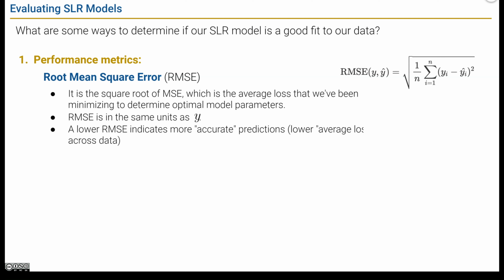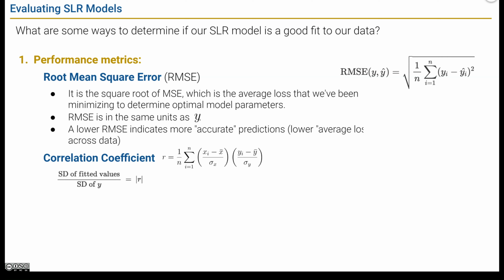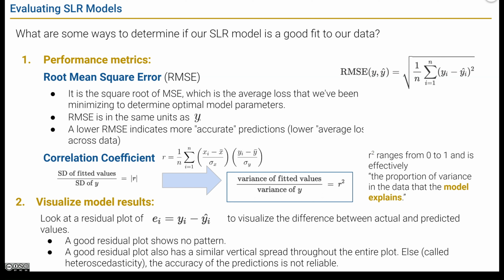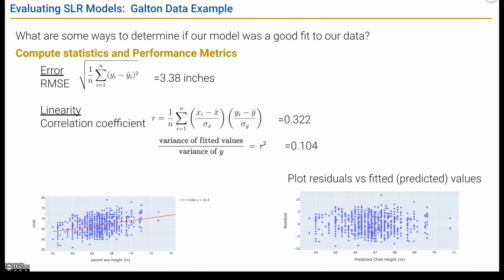So now to just summarize what we showed, common metrics we'll be using to evaluate our models include the RMSE, as well as the correlation coefficient squared, which is going to capture the proportion of variance that the model is explaining. Visually, we're going to be looking at residual plots, looking ideally for no patterns and a similar vertical spread. So here are the results for the Galton data that we just did in the notebook. Putting all this together, this tells us that a linear model is reasonable.